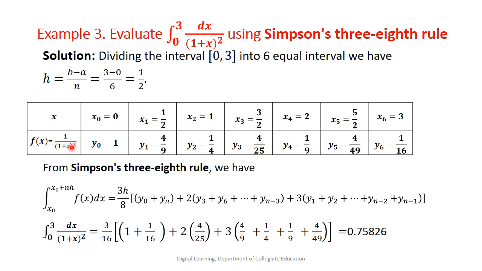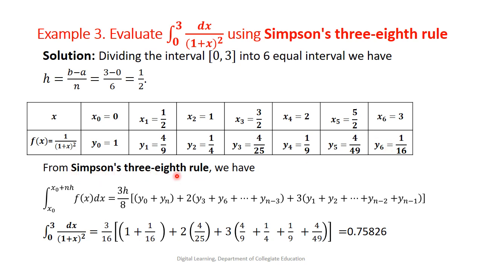And here my f of x is the function under the integral. It is 1 by 1 plus x whole square. Using x0 is equal to 0, I am getting y0 is equal to 1. x1 is equal to 1 by 2, I am getting y1 is equal to 4 by 9. x2 is equal to 1, I am getting y2 is equal to 1 by 4. In the same manner, I get y3, y4, y5, y6.